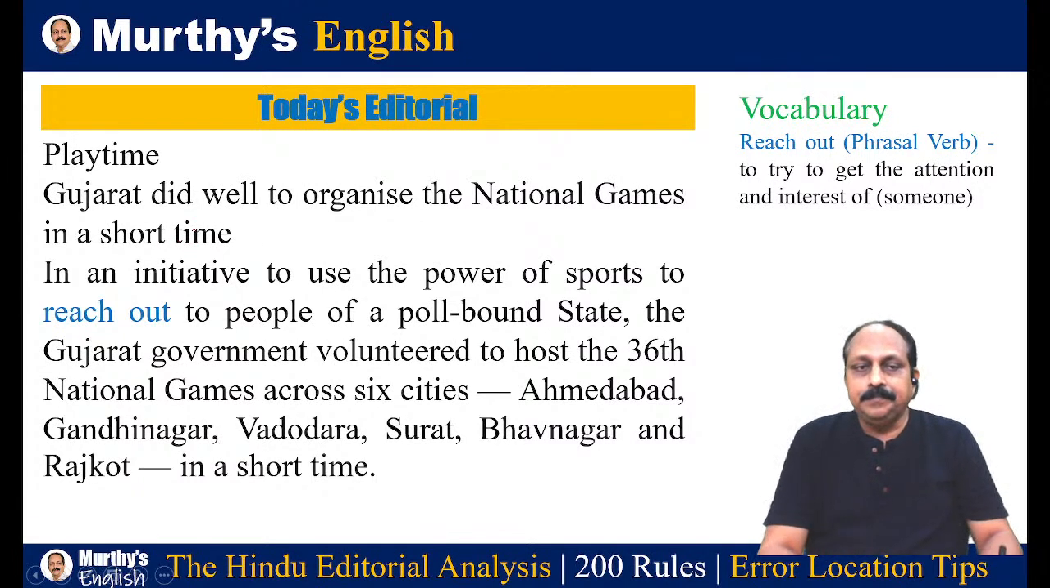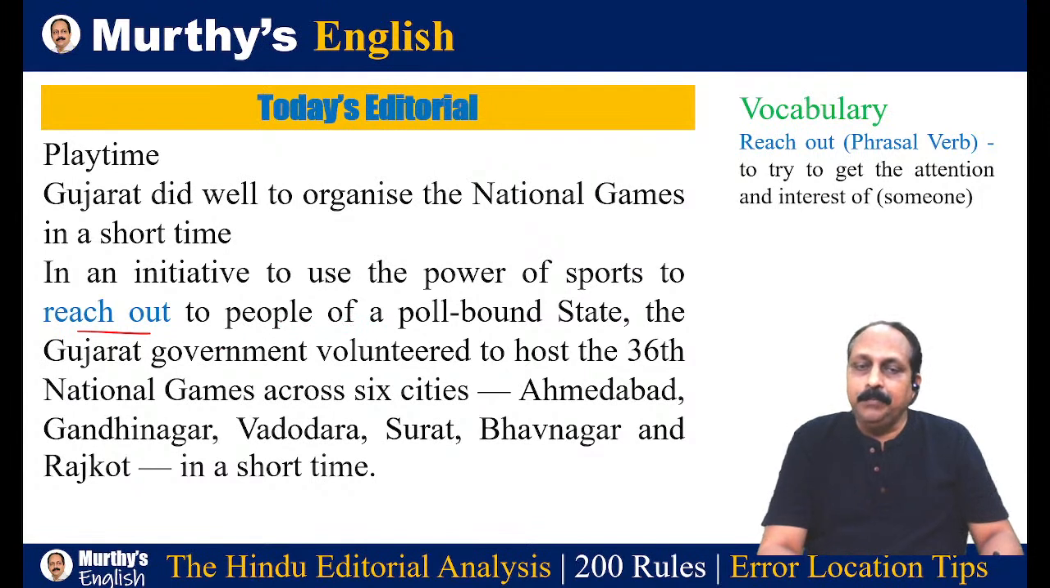Easy to comprehend. In an initiative to use the power of sports to reach out to people of a poll-bound state, the Gujarat government volunteered to host the 36th National Games across 6 cities: Ahmedabad, Gandhinagar, Vadodara, Surat, Bhavnagar, and Rajkot in a short time. So, this talks about the initiative taken by the state of Gujarat to use the power of sports. What is the objective behind? To use the power of sports to reach out to people. Reach out, that's an important phrasal verb. To try to get the attention and interest of someone.